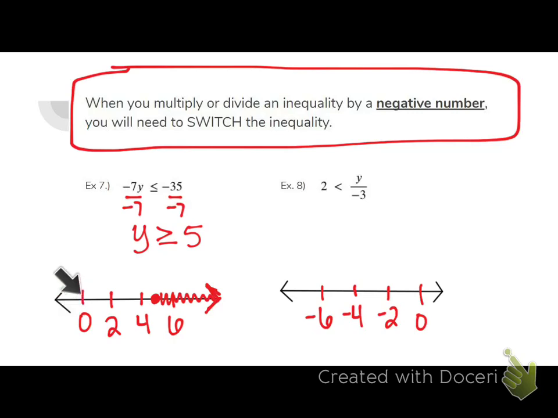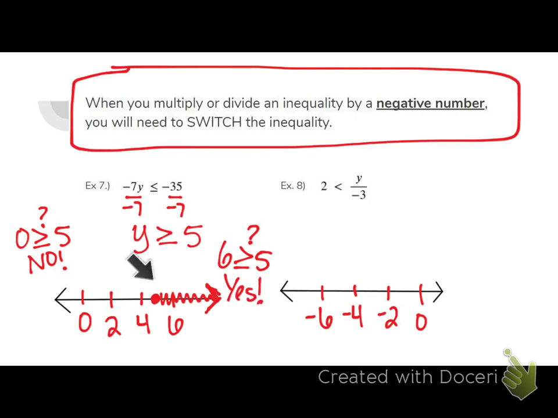So let's test it. If we were to plug 0 in here, is 0 greater than or equal to 5? No. That's why 0 shouldn't be shaded. So if we were to plug in a number from somewhere where we did shade, like 6, is 6 greater than or equal to 5? Yes. So that's how we know that we have to flip it around so that we shade the correct space. It only happens when we multiply or divide both sides by a negative. Okay, and I'll be repeating that a lot.